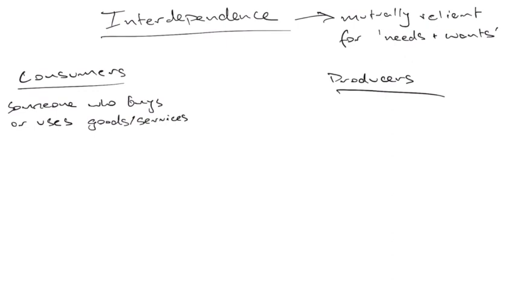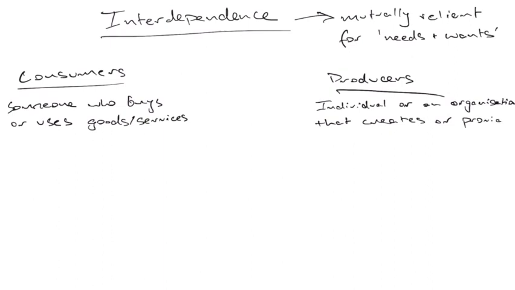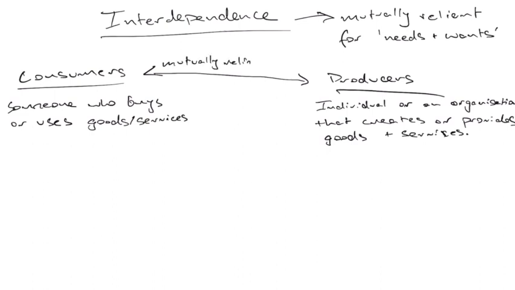The other group we're going to look at is producers. A producer is an individual or an organization that actually creates or provides goods and services. Now, these two groups in our economy, consumers and producers, are mutually reliant on each other. Another way we can say that is that they have interdependence. They depend on each other for goods and services and for money as well.